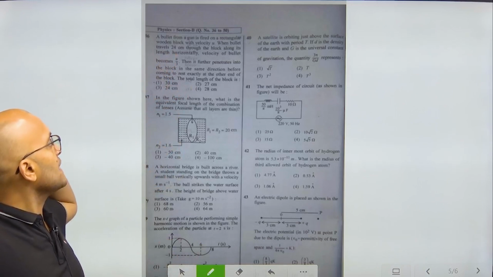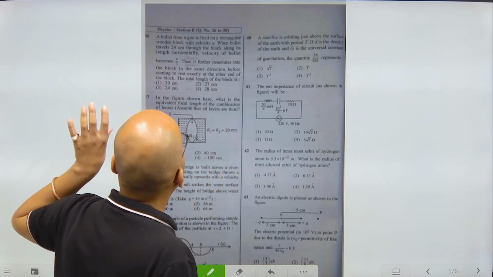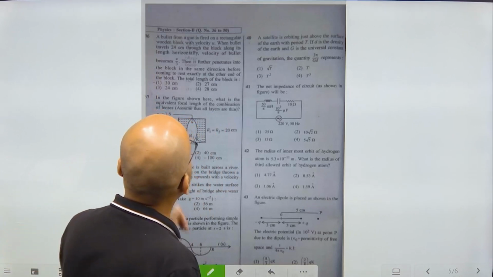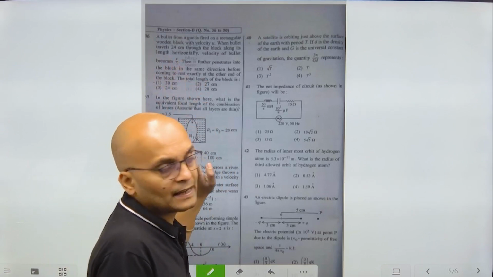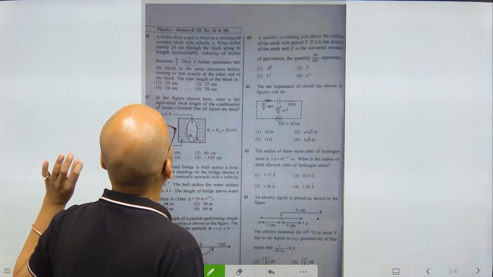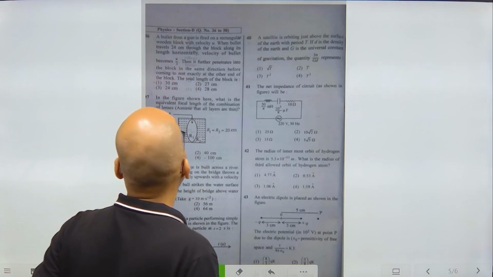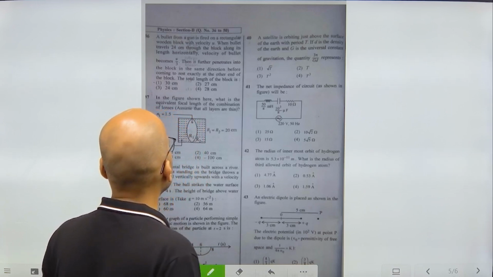So here it is saying a bullet from a gun is fired on a rectangular wooden block with velocity u, where the bullet moves in by 24 centimeter into the block. You could have left this question. It is calculative. Along its length horizontally, velocity becomes u by 3. Further penetrates into the block in the same direction before coming to rest.